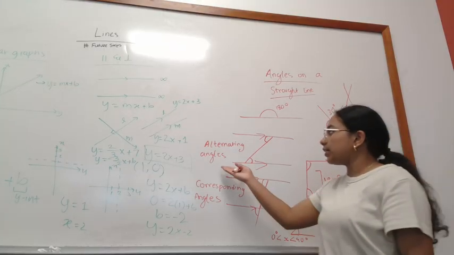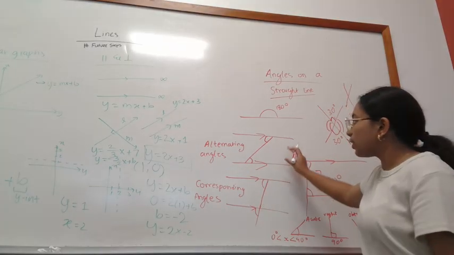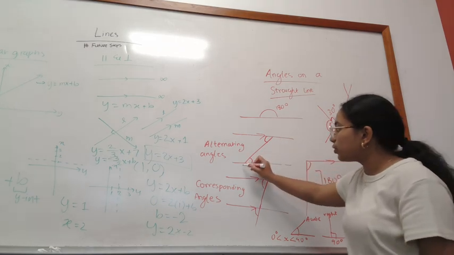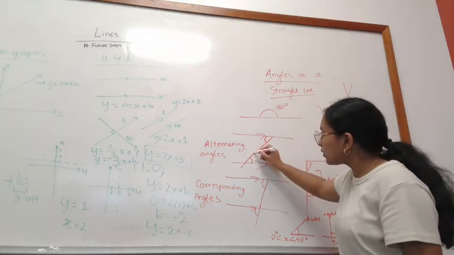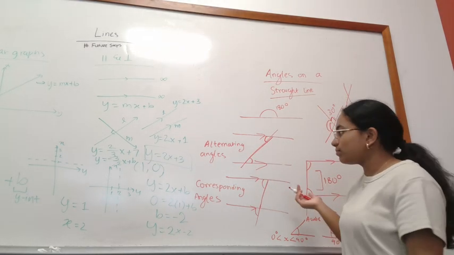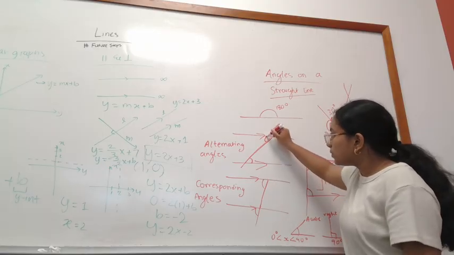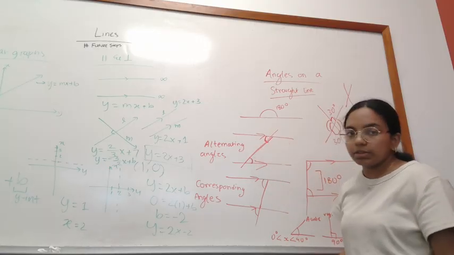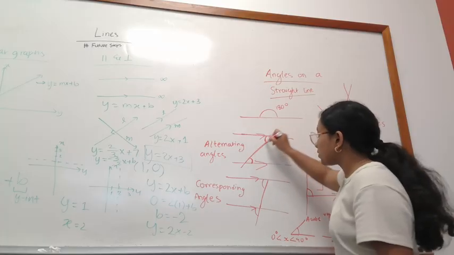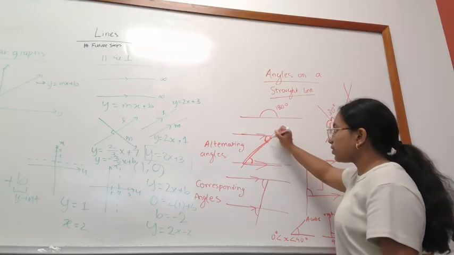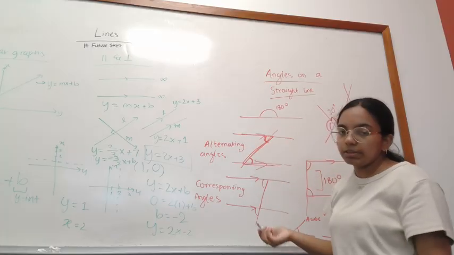Now let's look at alternating angles. These basically, when you have two parallel lines and a line going through them at a slanted angle, this angle and this angle would be the same. Just look at it as a Z. This looks like a Z, right? You can think of it that way, and that angle would be the same.